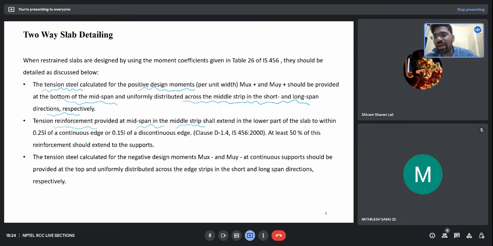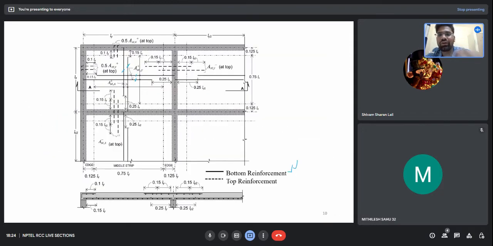It shall extend in the lower part of the slab to within 0.25 L of the continuous edge or 0.15 L of the discontinuous edge. This is similar to the point which we have covered in the one-way slab. And at least 50% of this reinforcement shall extend to the support. Same point we have covered in the continuous slab. So this reinforcement should extend up to 0.15 L from the edge of the support for the discontinuous edge, and for the continuous edge it should extend by 0.25 L, and only 50% of the bars should extend. 50% of the bars should be curtailed. Every alternate bar we will curtail and every alternate bar we will extend to the support. So this was all about the positive reinforcement which we provide in the middle strip.